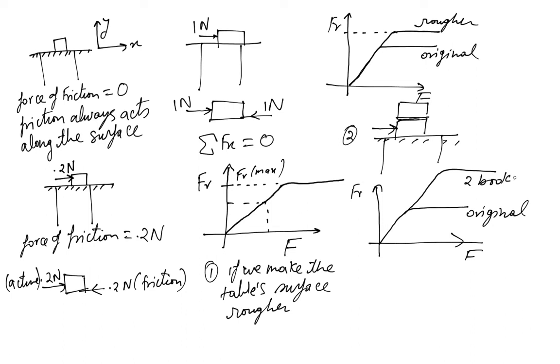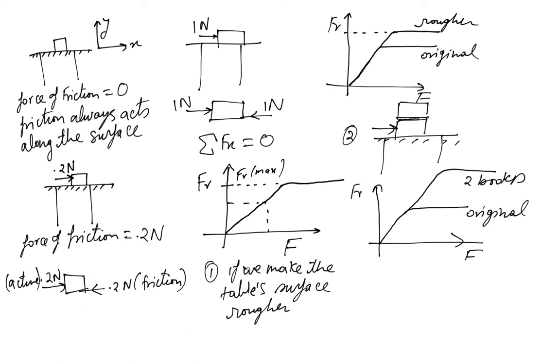So what is the variable that is acting here? Well, the variable acting here is the normal reaction, how hard the two surfaces are pressing against each other. If they are pressing hard against each other, then friction is more, and if they are not really pressing hard against each other, then friction is less.